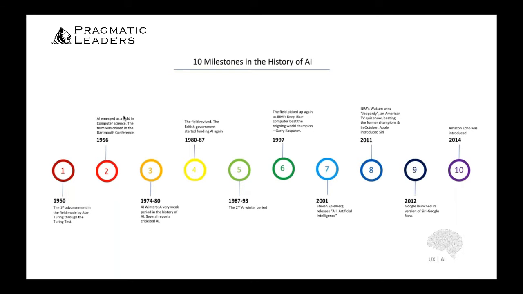In 2011, IBM's Watson, which is a huge deal right now, won Jeopardy, an American TV quiz show, beating the former champions Brad Rutter and Ken Jennings. In October, Apple introduced Siri, whom we all know, an intelligent personal assistant on its iPhone 4S. And in 2012, Google launched its own version of Siri known as Google Now, which we are very familiar with. And in 2014, Amazon Echo was introduced.